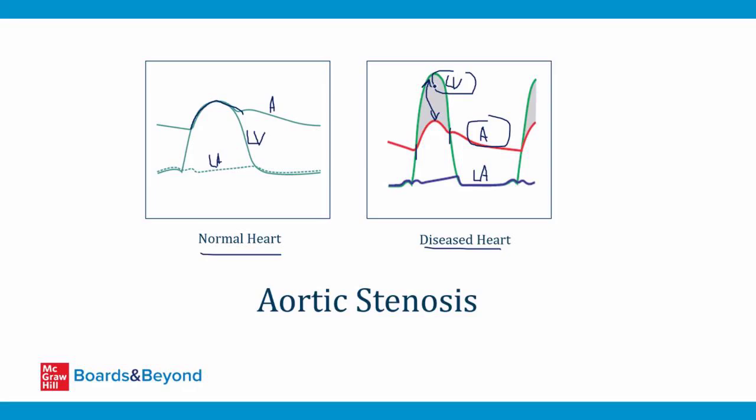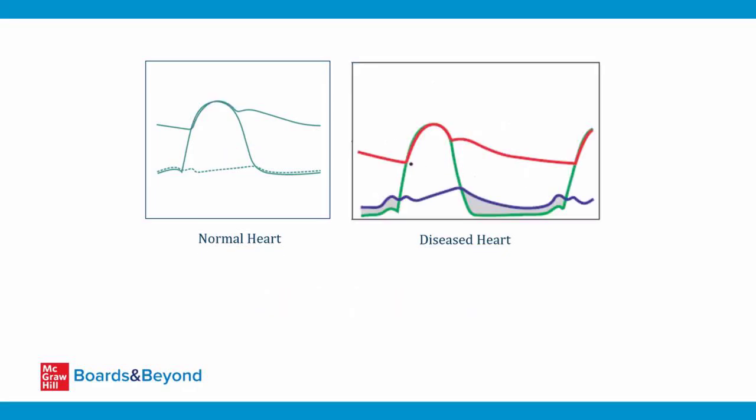that stiff aortic valve. Here we've got another example of a diseased heart on the right side of the screen. Once again, the red line is the aortic pressure, the green line is the left ventricular pressure, and the blue line is the left atrial pressure.